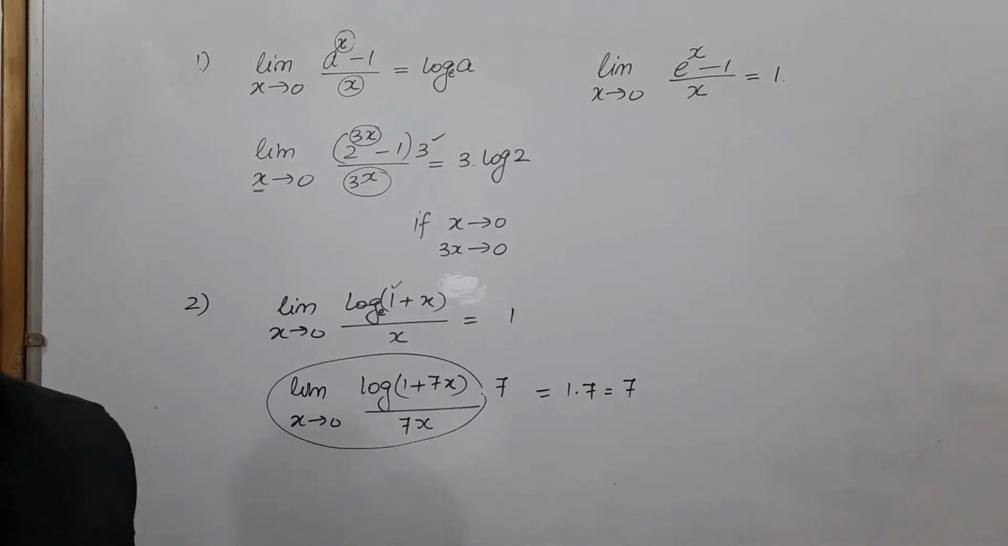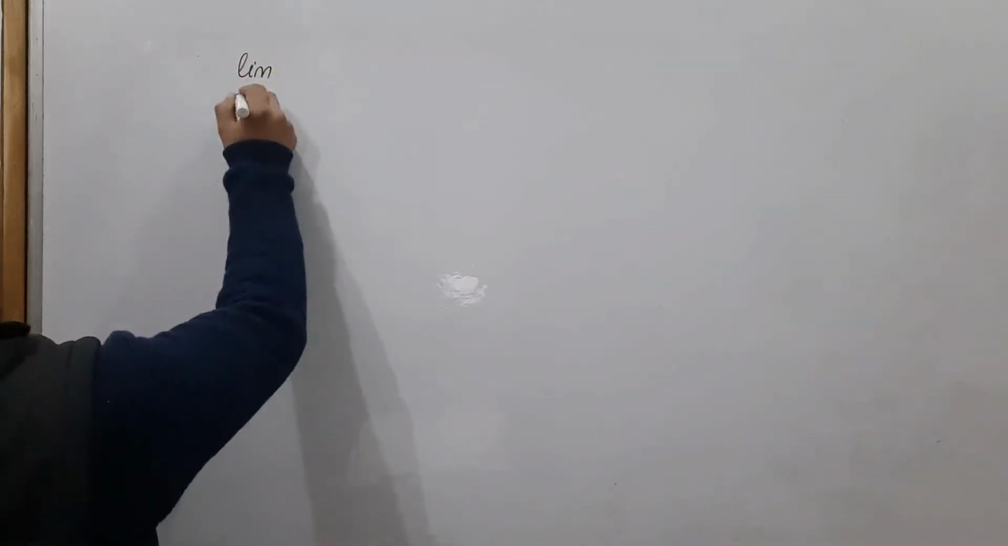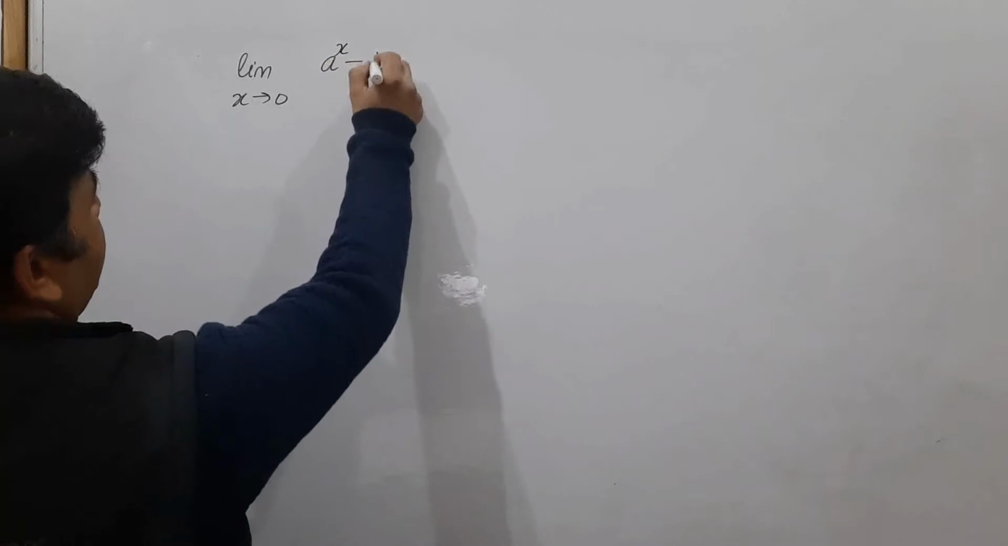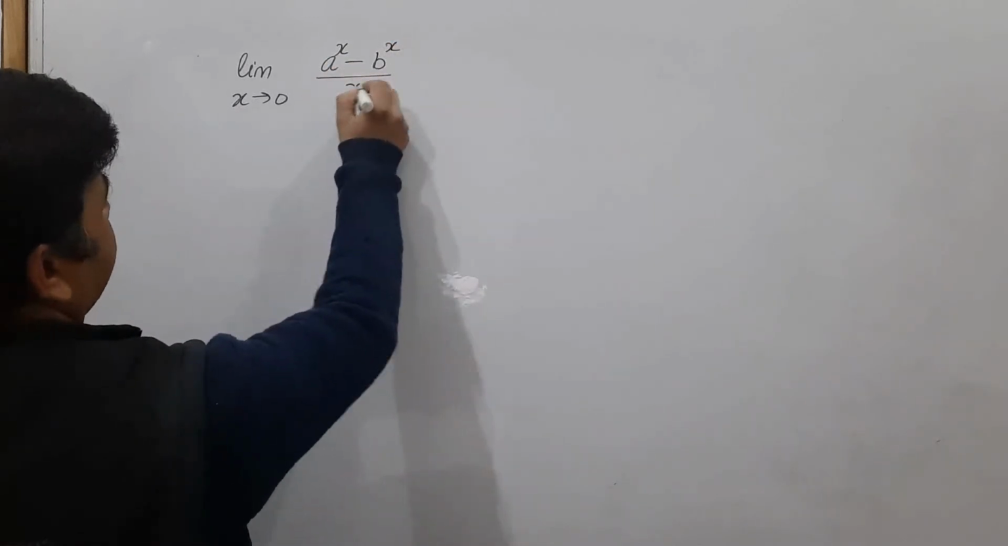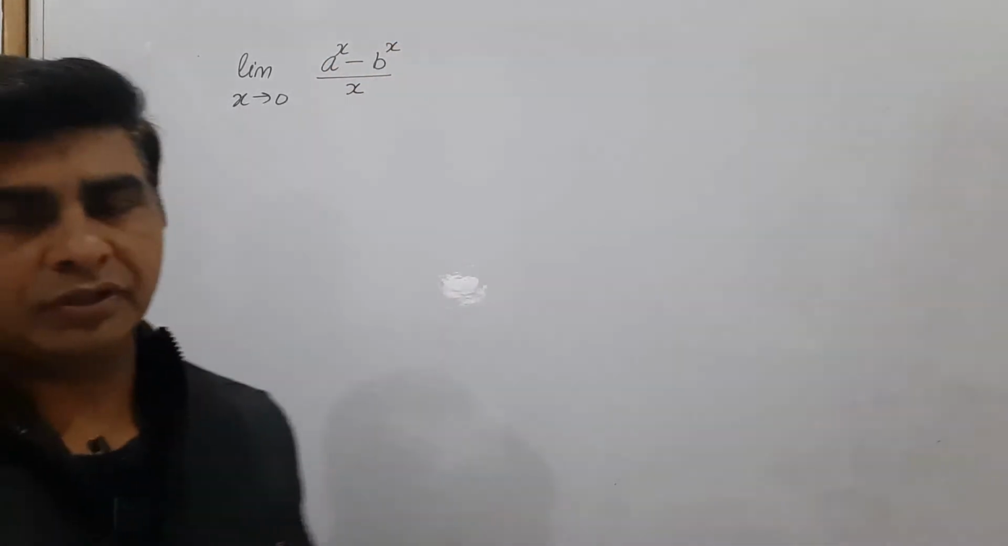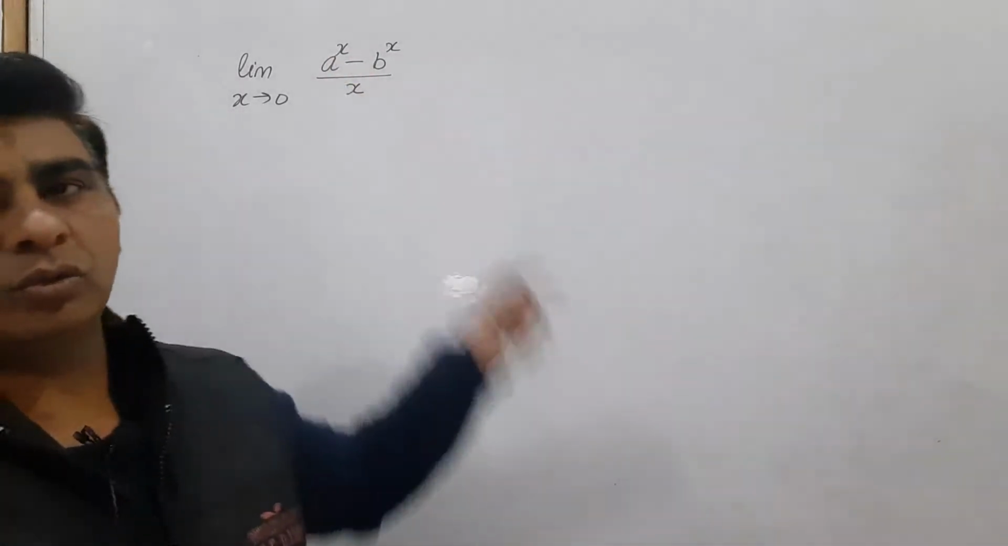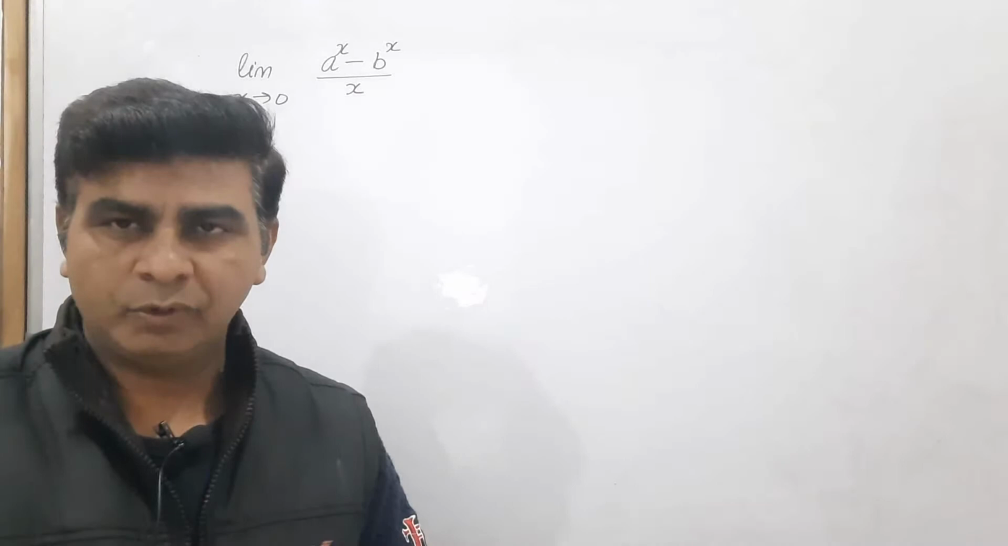Same process is there. So students, let's do some questions based on the formulas whatever I told you. Now the first question we are taking is limit x tends to 0, a to the power x minus b to the power x upon x. We need to evaluate this function. Now you can see exponential function is there, but there are two functions in this same question.